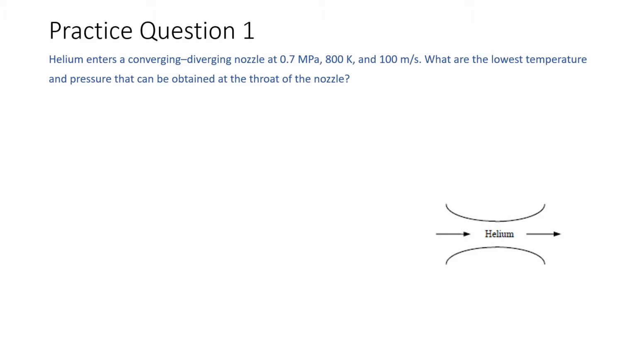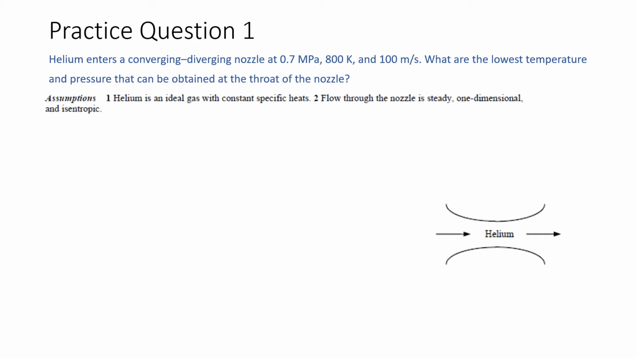We have helium gas entering a converging diverging nozzle at 0.7 MPa pressure, 800 Kelvin temperature, and 100 meter per second velocity. So what are the lowest temperature and pressure that can be obtained at the throat of the nozzle? This is how a converging diverging nozzle typically looks like. We have to find the properties, meaning temperature and pressure, at the throat. And we have just the equations for that.